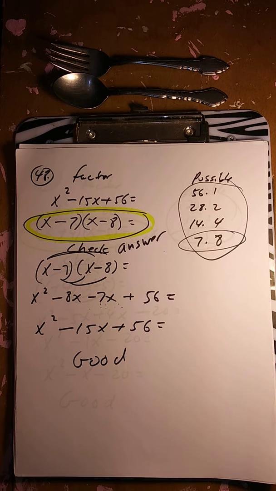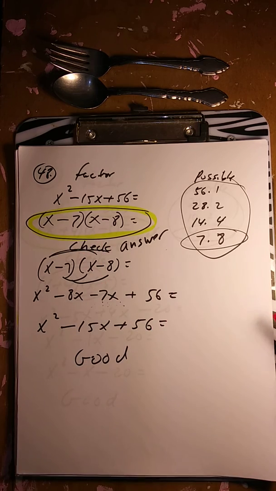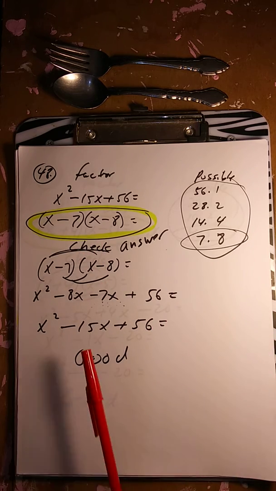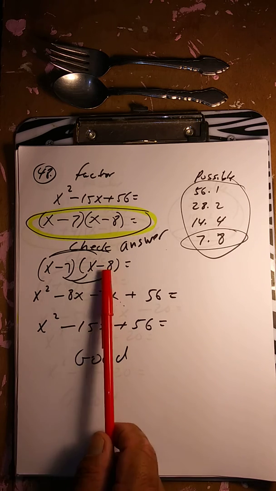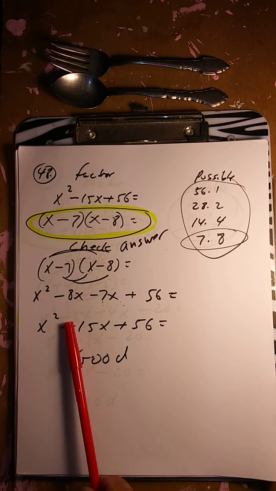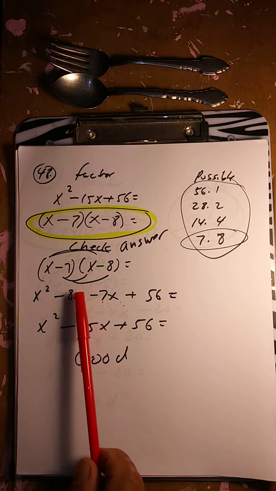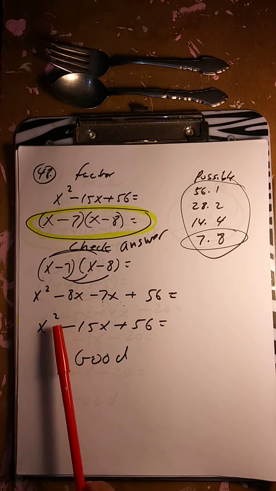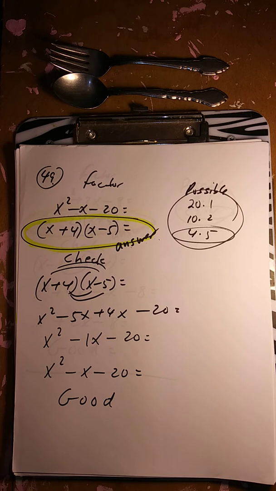Alright, factor. Look at the last number, 56: 56, 28, 14 times 4, 7 times 8, all these possible numbers. But we're going to choose 7, 8. Does that work? I don't know. (x minus 7)(x minus 8). Does that work? Well, it looks like it works. Let's check it. x times x, x squared. x times negative 8 is negative 8x. Negative 7 times x is negative 7x. Negative 7 times negative 8 is 56. So that's x squared minus 8x minus 7x plus 56, which is x squared minus 15x plus 56. Correct.